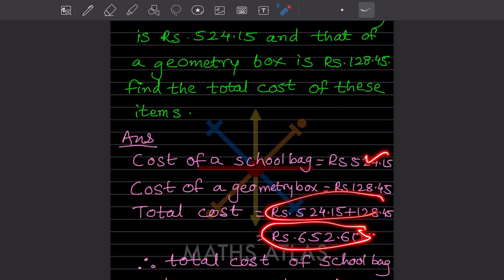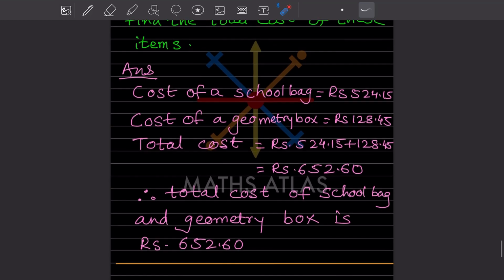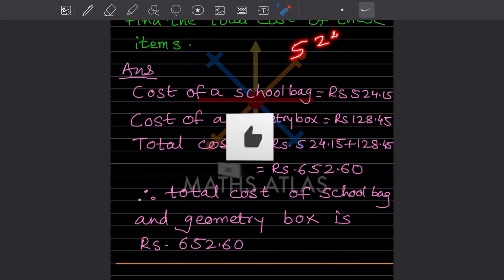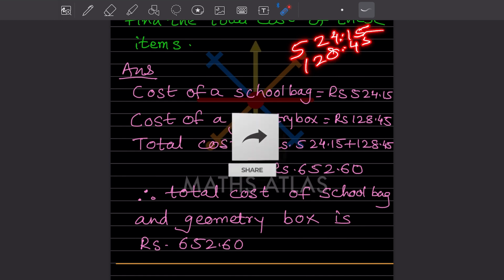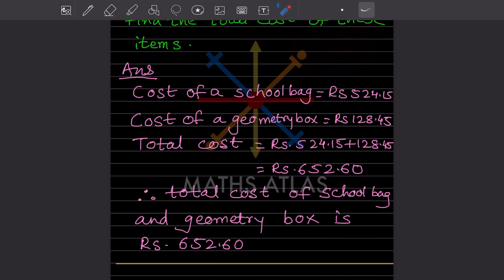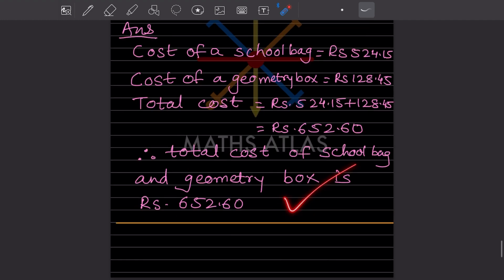You don't need an explanation here to show you how to add it. The only thing to remember when you're adding is that because it is a decimal, see the points. That point should be one below the other. If you miss this in the writing, the points should be one below the other. You have to be very careful with the decimals. That's it. So the total cost is this one.